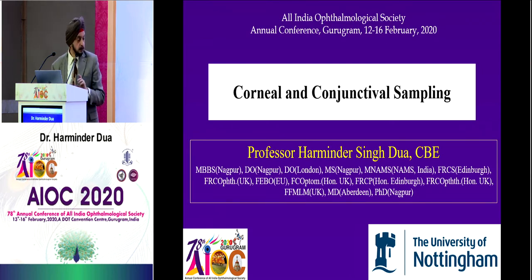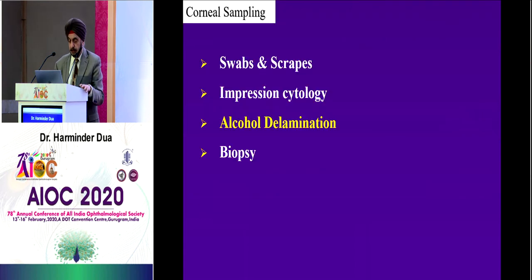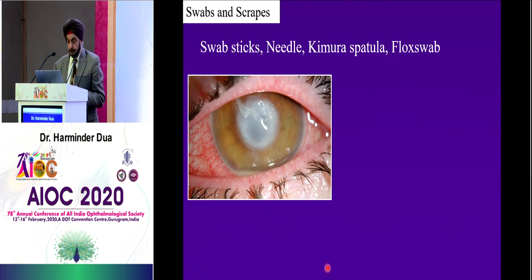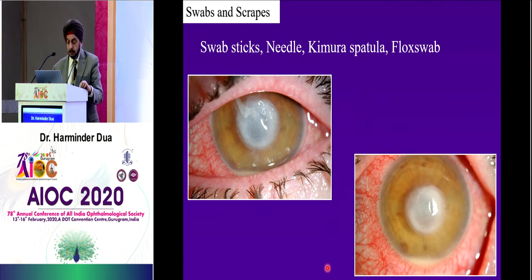So we're going to start off with sampling. And this sampling is in the form of every scrape or swab we do is a sample. Impression cytology is another modality, and biopsy, and we've already talked about alcohol delamination. And what you do with these samples, you can do histology, you can do immunohistology, culture sensitivity, PCR, or other molecular studies. So if you have a corneal ulcer like that, there are key things over here.